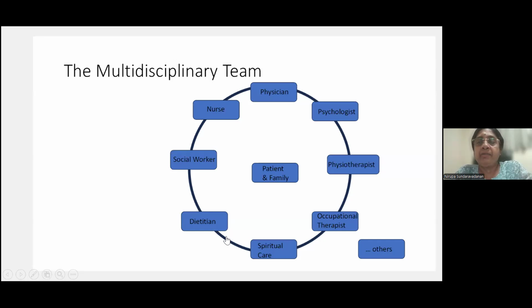And again, in palliative care, what's very important is that we work together as a multidisciplinary team. At the center of care is the patient and family. And then all of us have a very important role in working together to ensure that we provide holistic care for patients and their families.